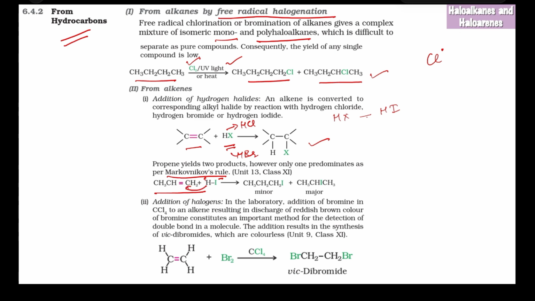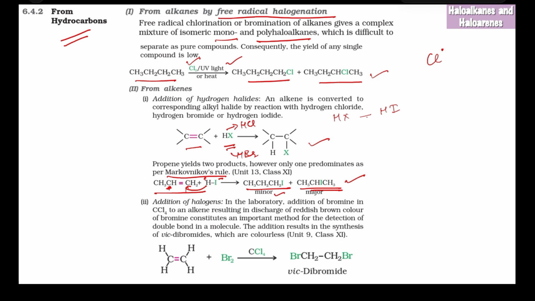This H plus will bond with the carbon having greater number of hydrogens and I minus will bond with the carbon having lesser number of hydrogens. So this one is the major product, that is 2-iodopropane is the major product and the minor product is 1-iodopropane or propyl iodide. The minor product is the anti-Markovnikov product.